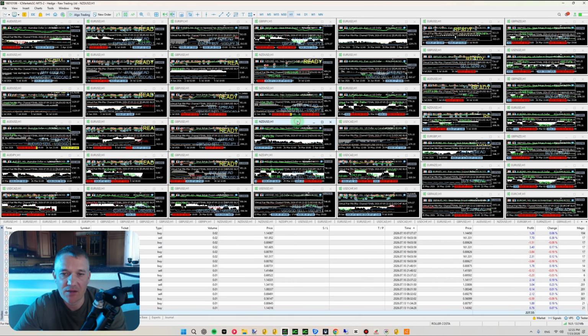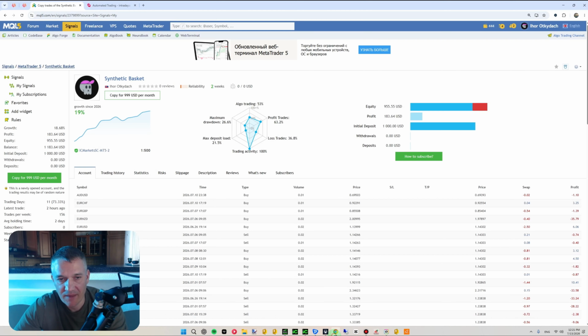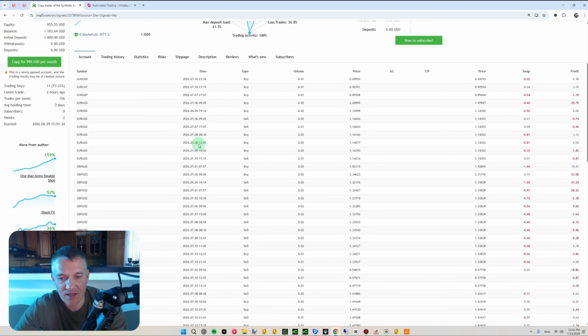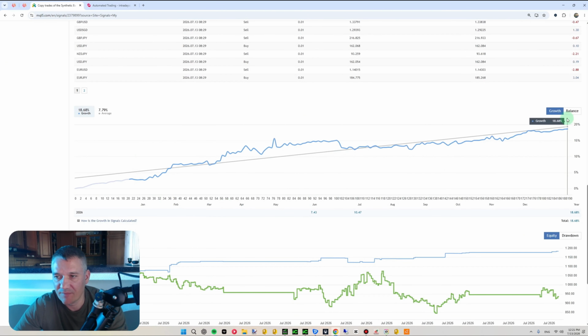There is also an automatic trading function here. But right now I'm testing this system. Already 20% profit within the test. I've achieved that, so I think that's quite a good result. And here's what the monitoring of this trading account looks like. Here's the growth.